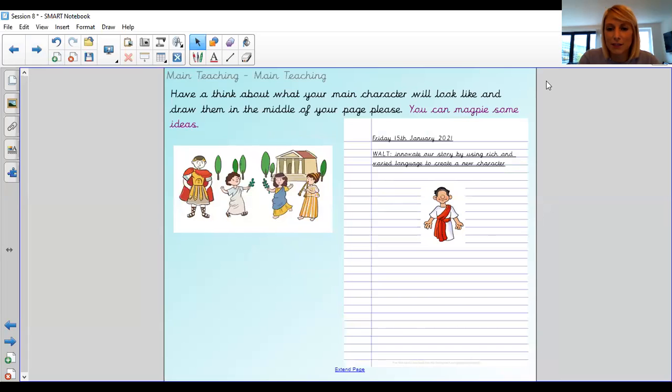So this is how I'd like you to set your work out today. You've got date and underline, leave a line and then write your Walt and underline that for me. Then further down your page, I might move that down even if I can. So just put your person in the middle of the page.